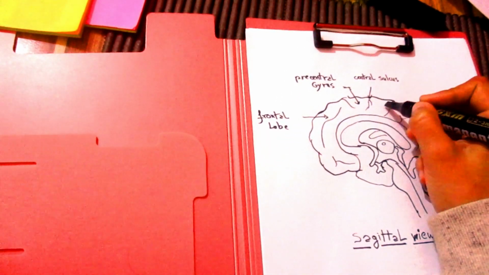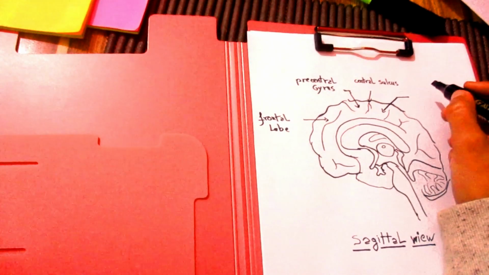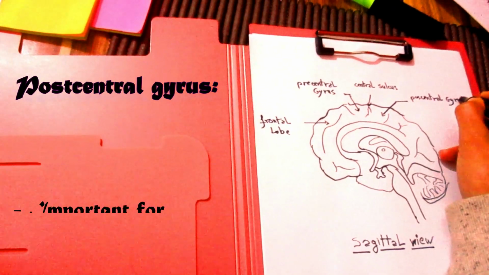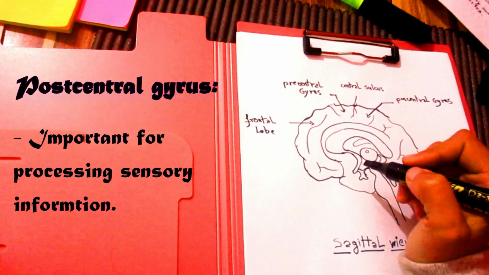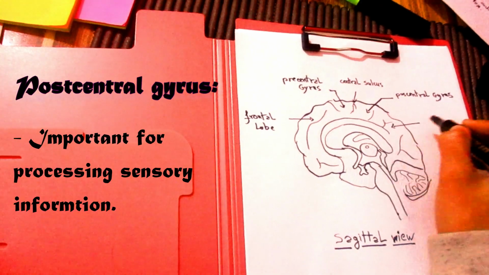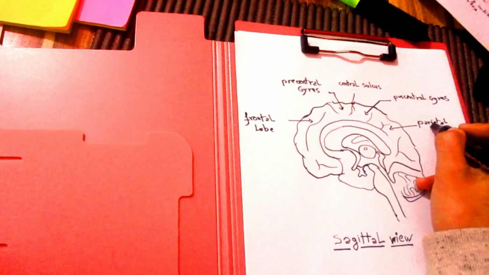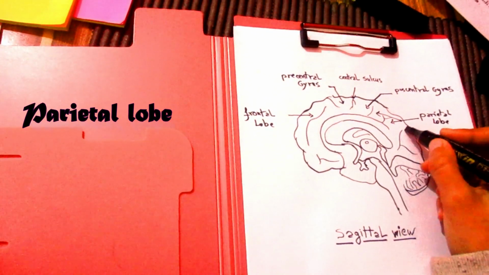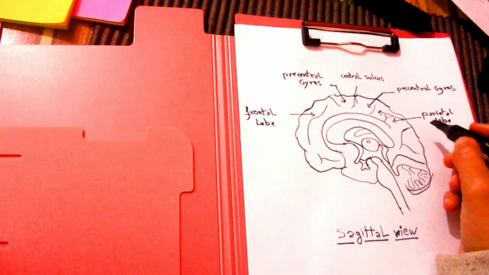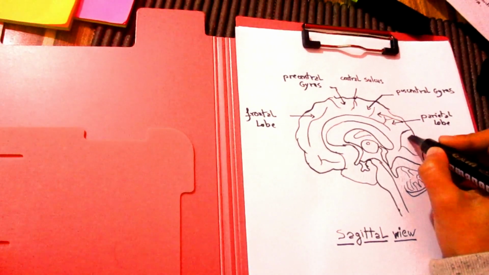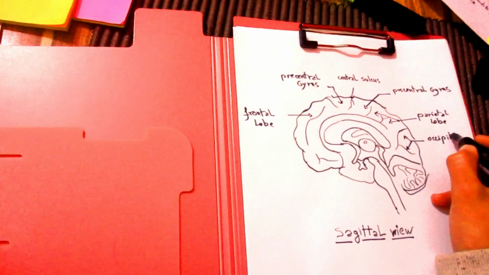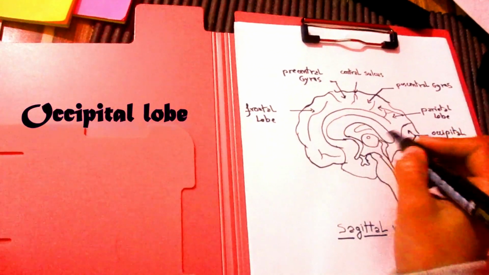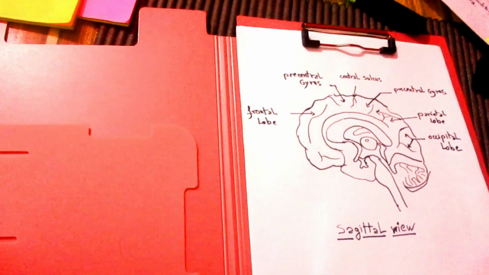On the other side and posterior to the central sulcus we have the postcentral gyrus, and it is important for processing sensory information. This postcentral gyrus makes part of the parietal lobe. And of course here we have the occipital lobe. But what is important in this diagram are those internal structures.